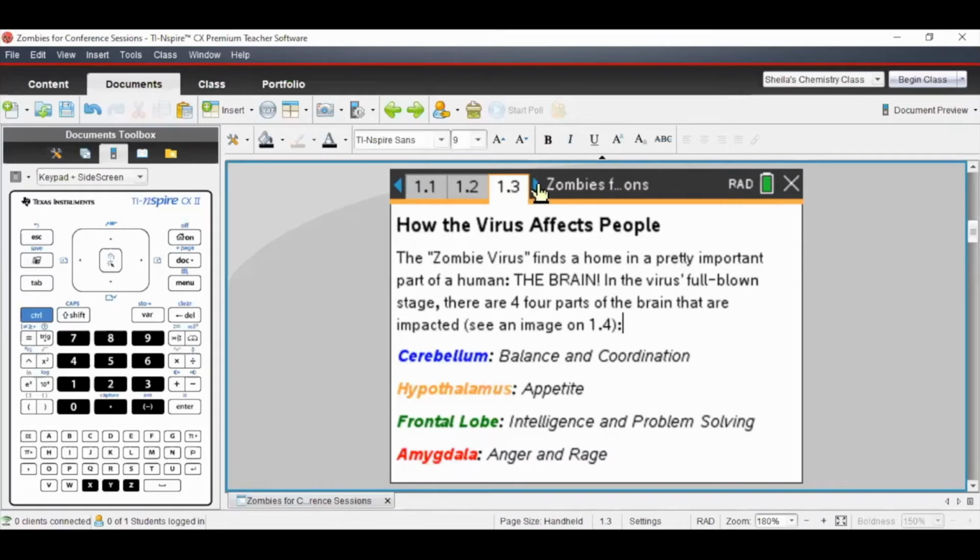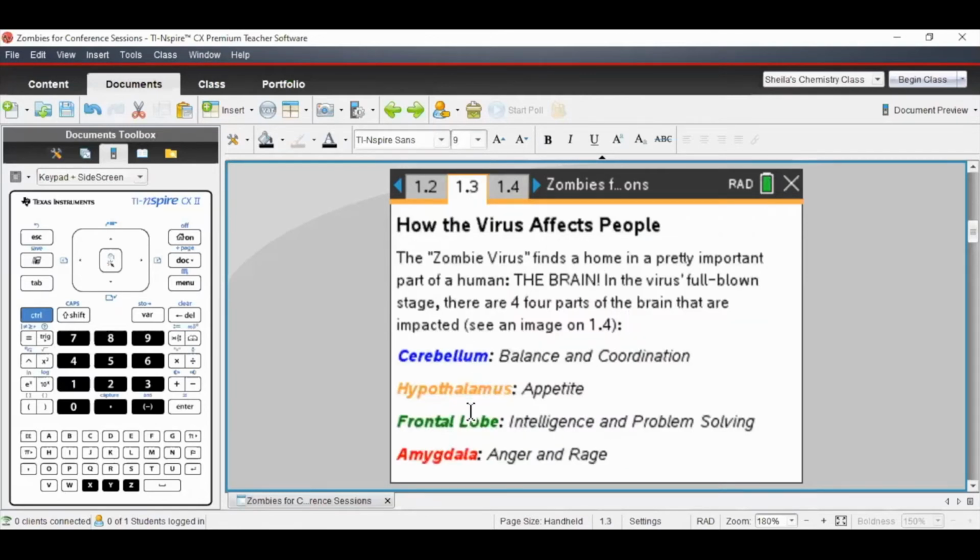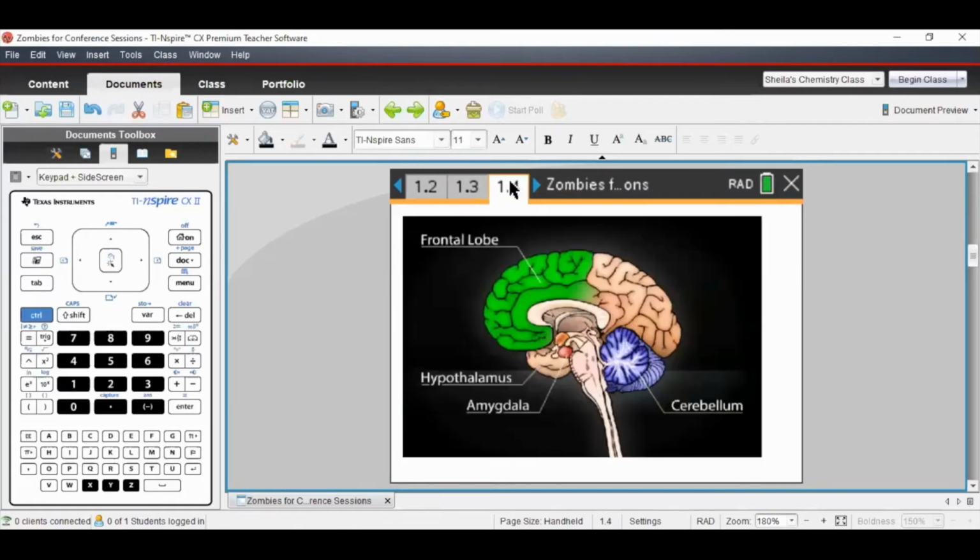So here's our four parts of the brain that we're going to be saying are impacted by this zombie virus. And here's where they are located. And if you'll notice, this is a very subtle thing, but it's a big deal. These parts of the brain are color-coded. Color is a great learning motivator. And all of these four parts of the brain are color-coded. And we were sneaky and said, okay, the frontal lobe, we're going to make that phrase in green. And so we're going to make the frontal lobe green, and the cerebellum is going to be blue, and so on.